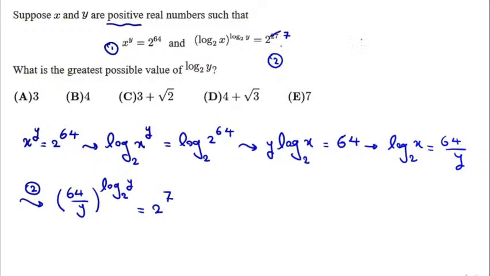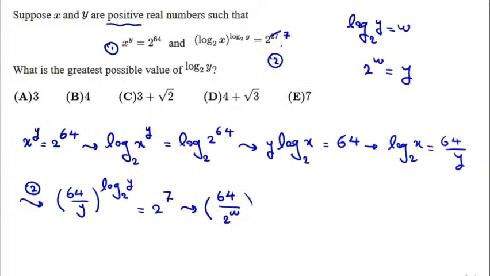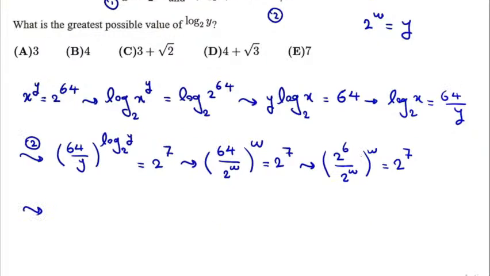Now, if I consider log 2 of y equal to w, then 2 to the w equal to y. And if I replace it here, it will be 64 over 2 to the w, to the power of w, equal to 2 to the 7. Now 64 is 2 to the 6, over 2 to the w, to the power of w, equal to 2 to the 7. And then the left hand side will be 2 to the 6 minus w, to the w, equal to 2 to the 7.